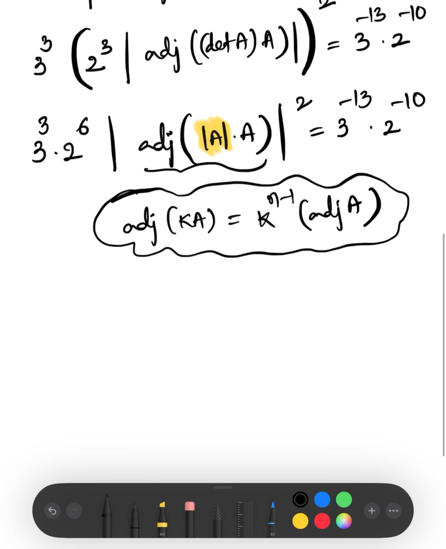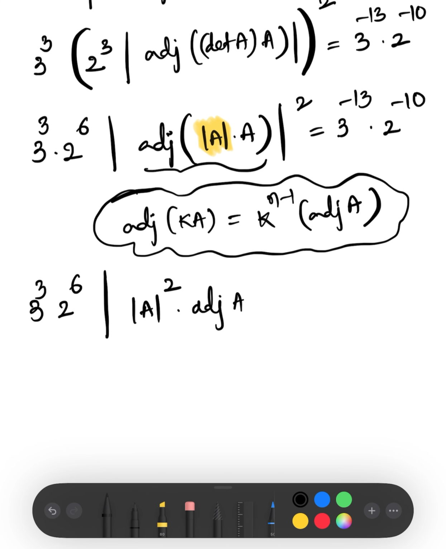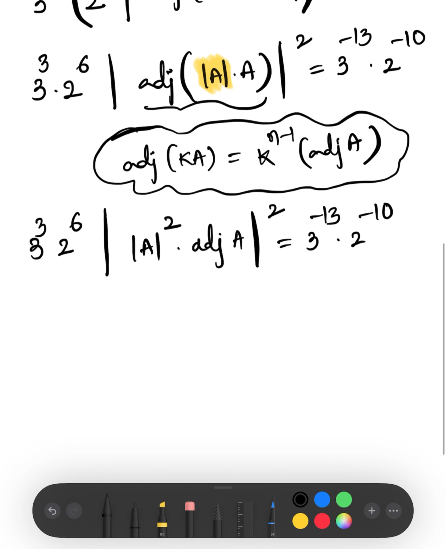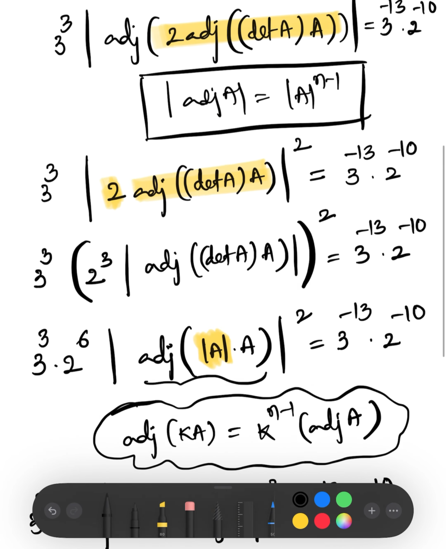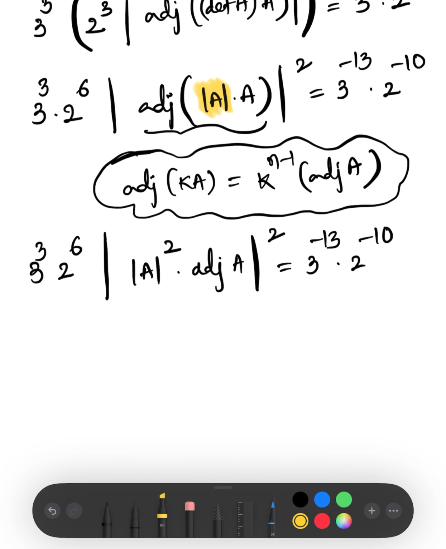right? Now this is 3 cube into 2 power 6 into det of adjoint of k, k power n minus 1 means det A whole power n minus 1, which is nothing but square, into adjoint A whole square, that is equal to 3 power minus 13 into 2 power minus 10. Okay, now from this, what is det of kA? K power n into det A, right? See, clearly this is k, this is A. Clear?